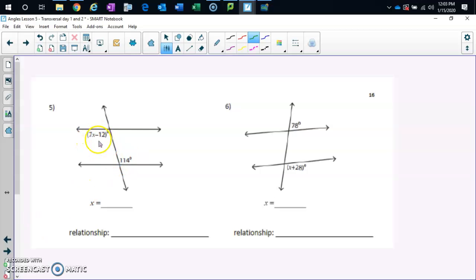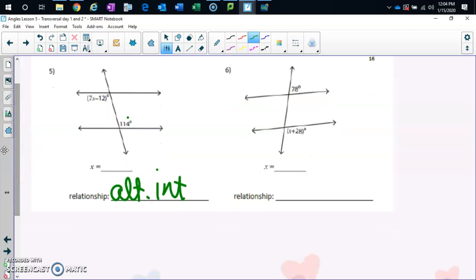What are those two angles called? What are the names of those two angles, Alex? Somebody. Yes, they are alternate interior angles. So before you do any sliding, identify what the angles are called. These are alternate interior angles.